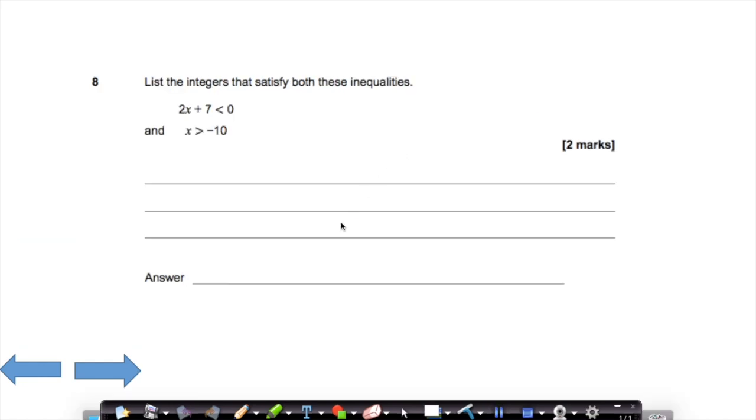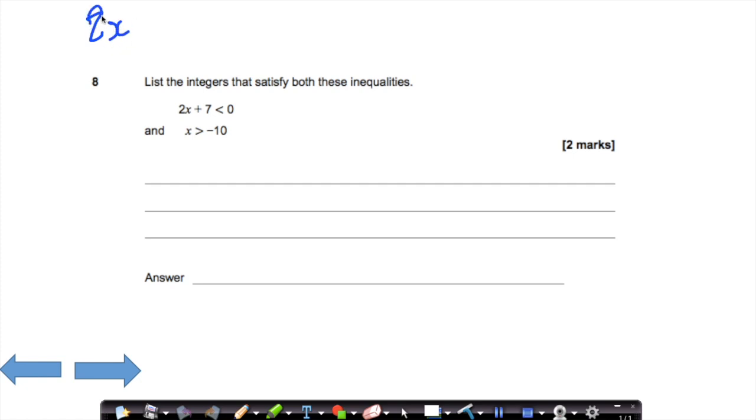Okay, so looking at question 8 now, we've got an inequality question. We're looking at listing the integers that satisfy both the inequalities. 2x plus 7 is less than 0, and x is greater than minus 10. So when we're thinking about these inequalities, we'll treat them as if they were equalities. So we'll treat it, the first equation, if we're trying to solve it, to find out what x is, or in the inequalities terms, what the region for x must be.